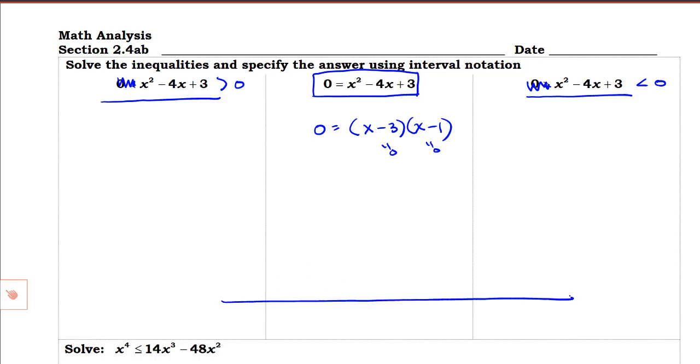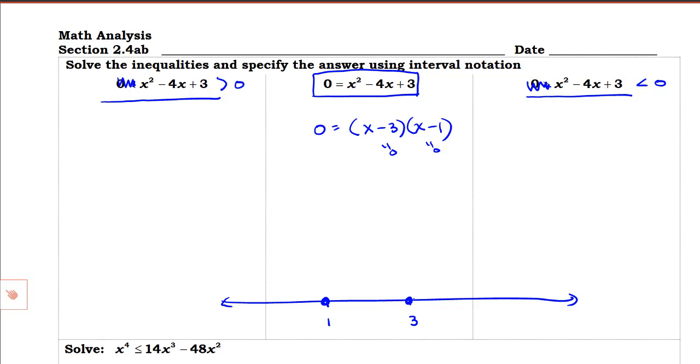Let me do that down here. So at 1 and at 3, I can make a 0. Can I make 0 anywhere else? No, right? So all the other points aren't making 0. Is that clear? Which means all the other points are either going to make a positive answer or a negative answer. Right?